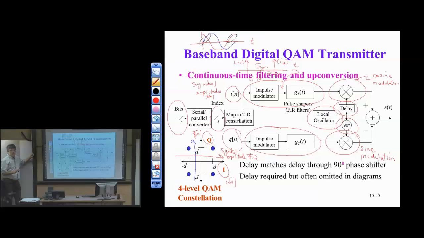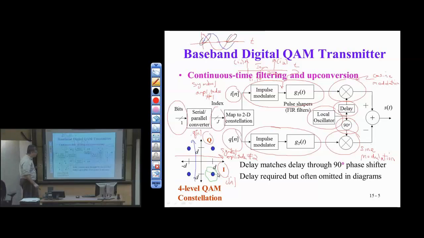So I have 2 PAM in one direction, 2 PAM in the other, and the total possible combinations are the cross product. It's all the possible combinations, so I have 4, 2 times 2. But as a two-dimensional constellation, in the two-dimensional plane, my points are, for example, this one, that is plus d in the in-phase direction, and minus d in the quadrature direction. So I can write this as a complex number, which we do.